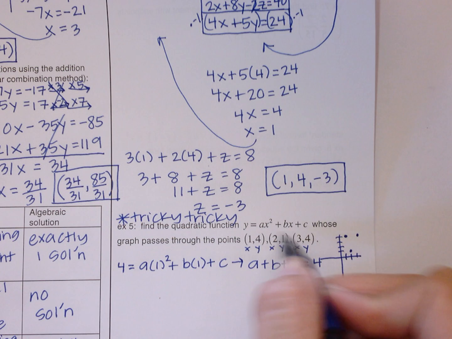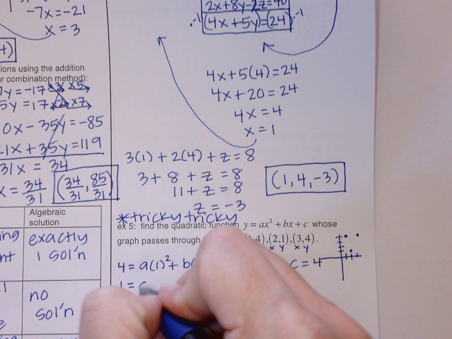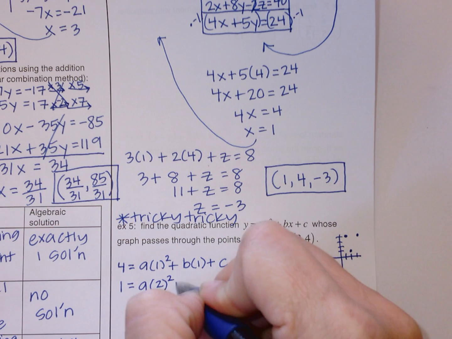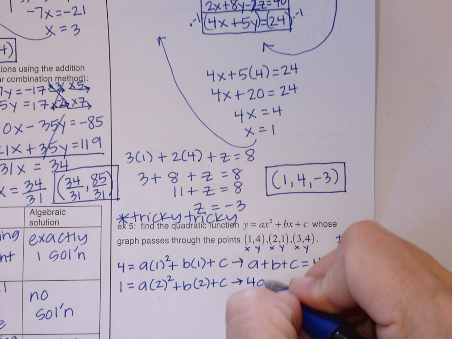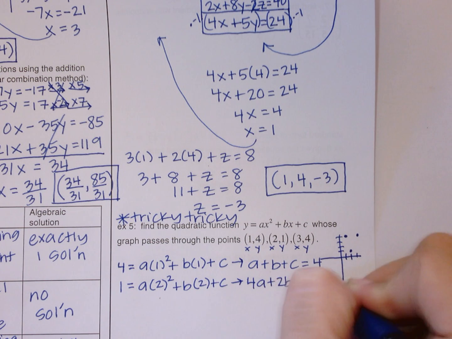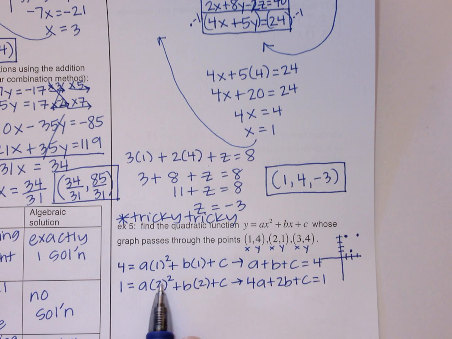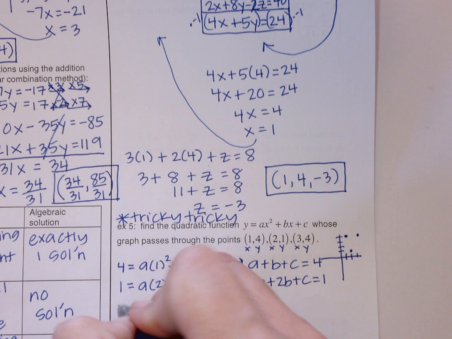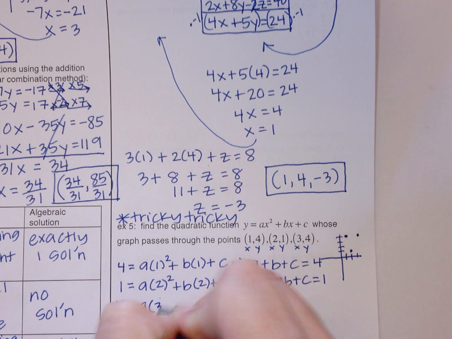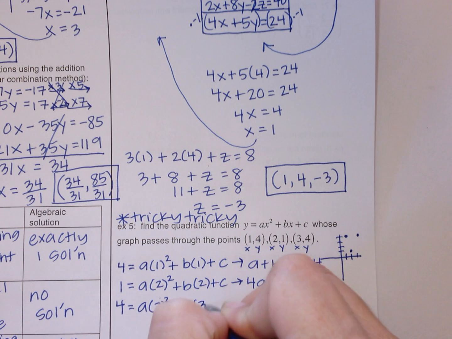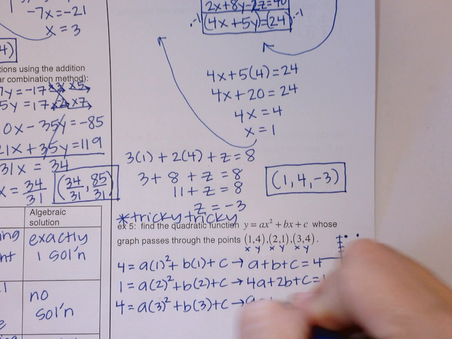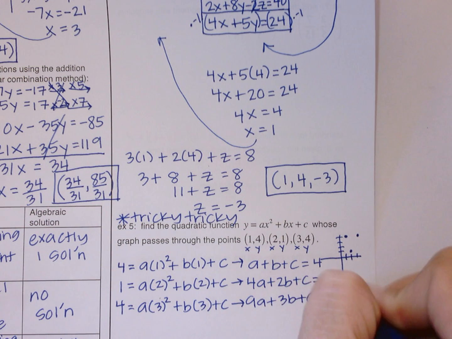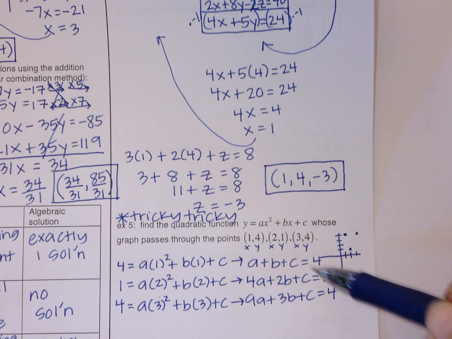So now I'm going to do the same thing with the next point. When y is 1, x is 2. And that's going to give me 4a plus 2b plus c equals 1. Again, make sure you follow order of operations where we need to do exponents before we multiply by a. And then on the last one, I end up with 9a plus 3b plus c equals 4. So here's my system of equations in three variables.